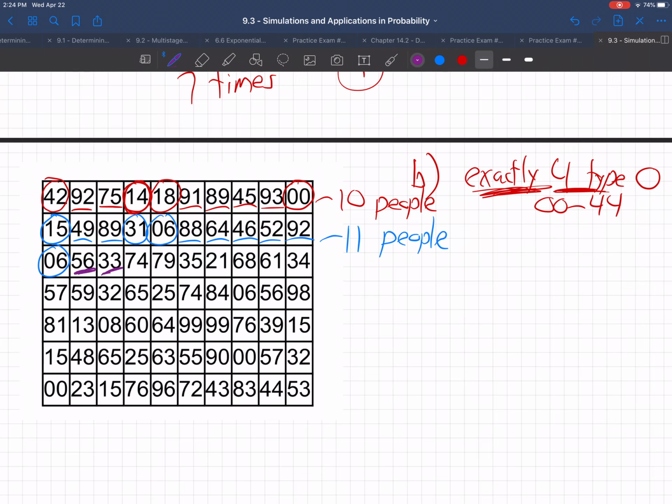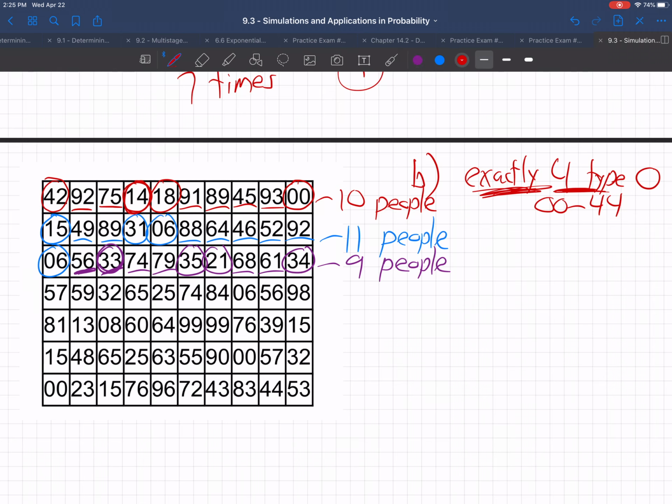The 33 is a yes. 74 no. 79 no. 35 yes. 21 yes. We got 3 type O's right now. Keep going. 68 no. 61 no. 34 yes. There we go. So how many patients? That was 9 people. So 9 people had to come in the doors, one less than the whole row. 9 people had to come in the doors for us to get exactly 4 type O bloods.